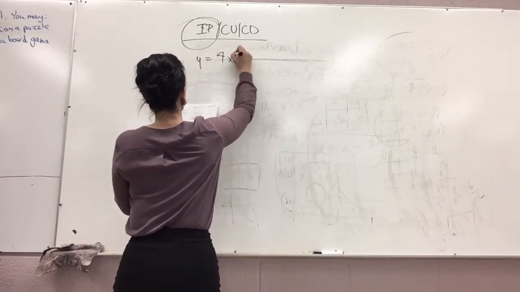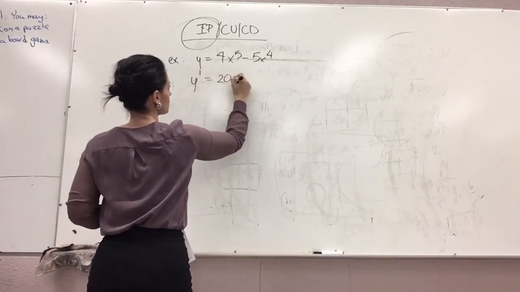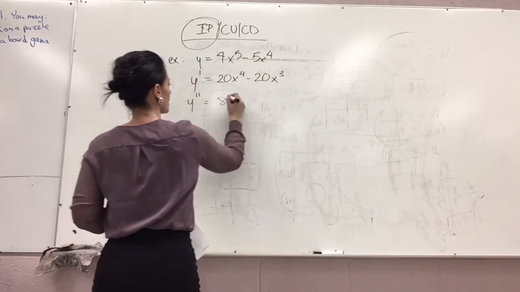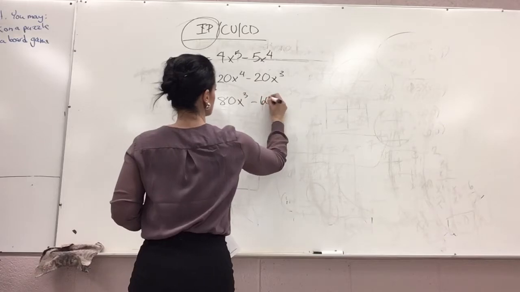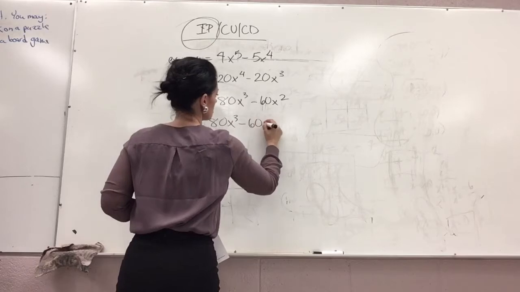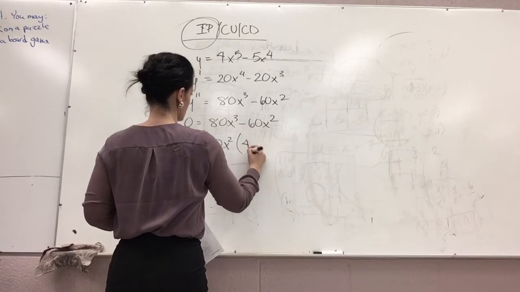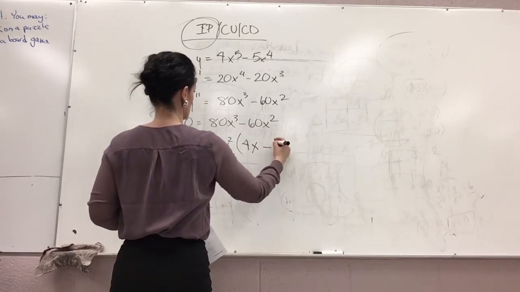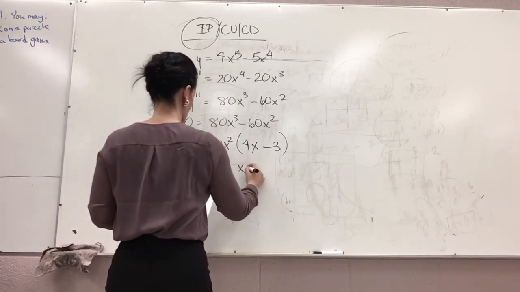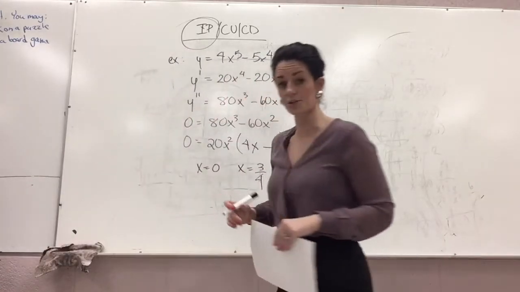So if we look at this example, to find my inflection points, I need the second derivative. To find the second derivative, I need to find the first derivative. So it's the first derivative, then the second derivative. Then I set it equal to 0 and solve for x. I'm going to factor out. Perfect. So x equals 0 and x equals 3/4 are my inflection points, or potential inflection points.